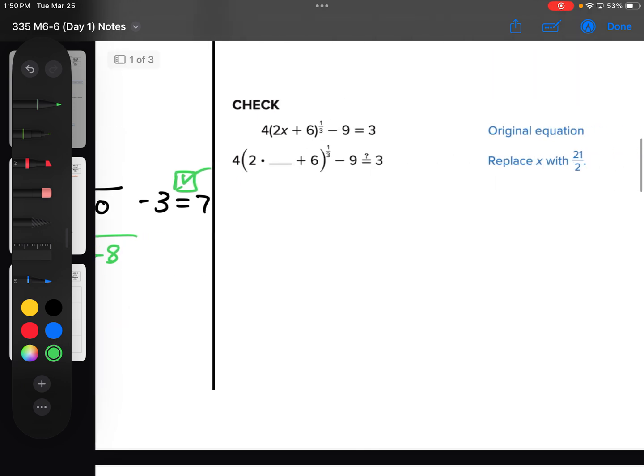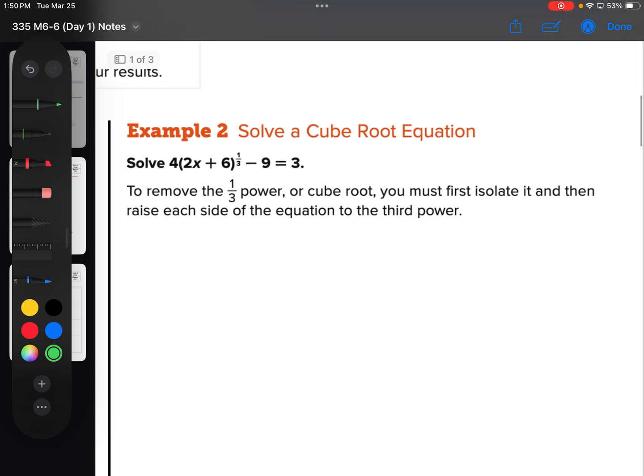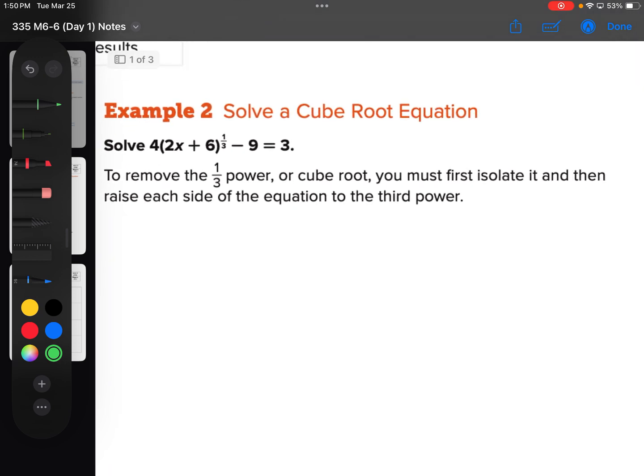Okay. Now I'm going to go ahead and hop over here to solve a cube root equation. Remember, 1/3 power is the same thing as a cube root. So to remove the 1/3 power or cube root, you must first isolate it, then raise each side to the power of 3. So I'm going to get rid of everything else on that left side of the equation. So first things first, copy this down.